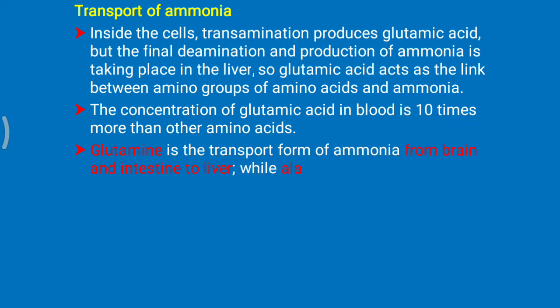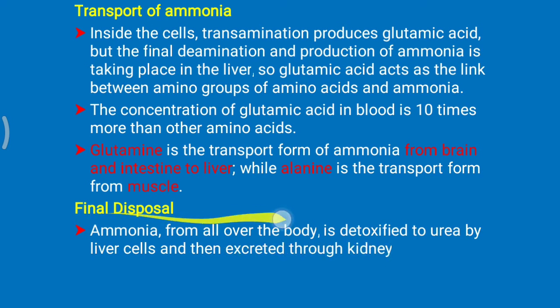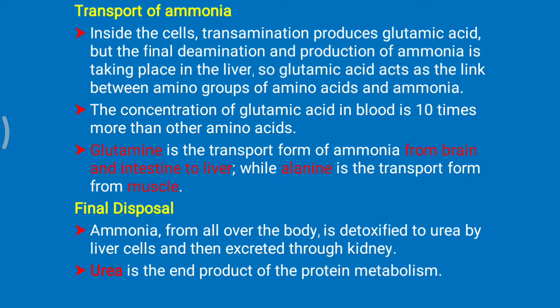Glutamine is the transport form of ammonia from the brain and intestine to the liver, while alanine is the transport form from the muscle. Another purpose of alanine is gluconeogenesis. Now the final disposal of ammonia from all over the body is detoxification to form urea by liver cells, which is excreted through the kidney. This final disposal occurs with the urea cycle. So urea is the end product of protein metabolism as well as the final disposal of ammonia.